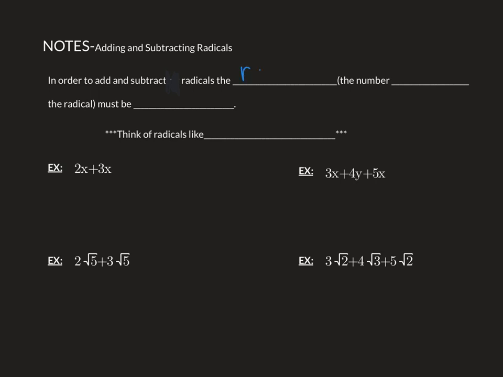radicands, but let's talk about what a radicand is because that's a fancy word. The radicand is the number under the radical. So like if I had the square root of 2, the radicand is 2. This is the 2 part. If I had 3 square root of 2, the 2 is the radicand. So in order to add and subtract radicals, the radicand, or the number underneath the radical, must be the same.